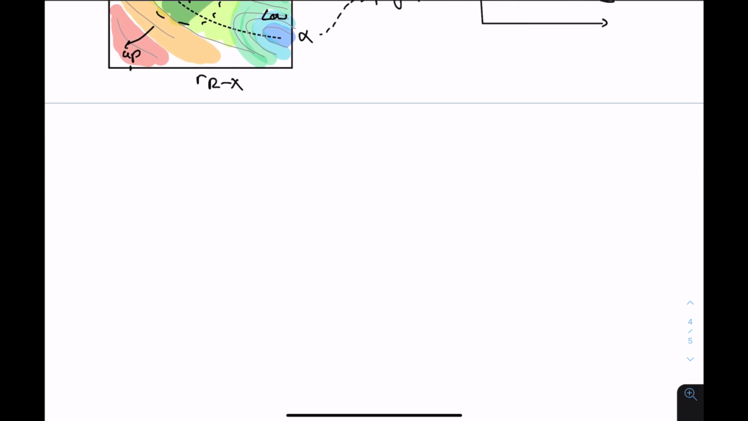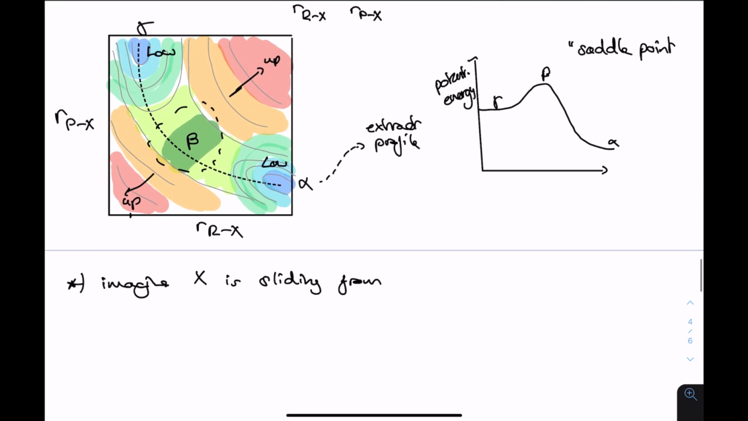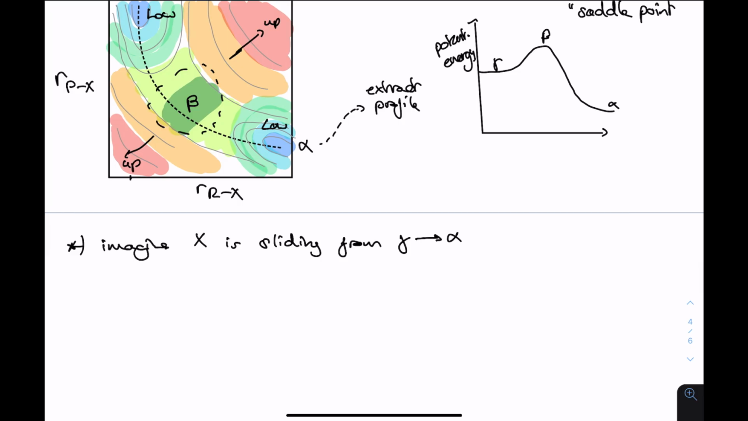Okay, so imagine X is sliding from gamma to alpha, right? So X is what we are transferring. So we go from R to P, and X is moving along.